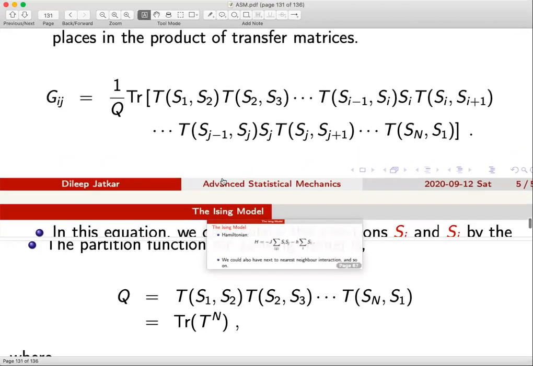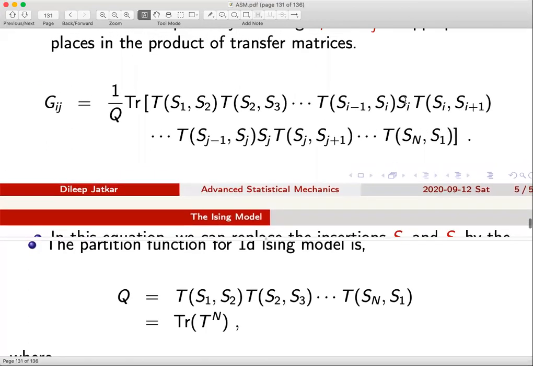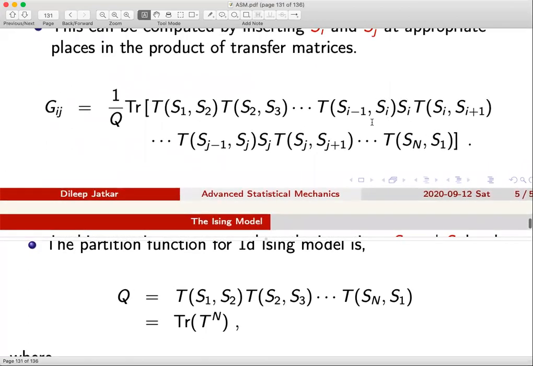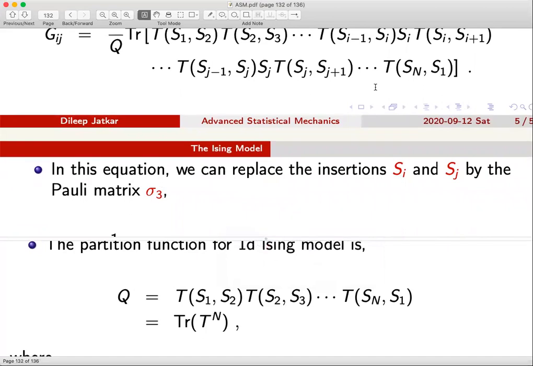Fine. So now remember, this is the original form of the transfer matrix. We haven't done anything there. The spin that you introduce here can take two values, either up or down, plus one or minus one. That is how the Ising spin is defined. So what we can do is replace the spin at site i by the Pauli matrix sigma 3, because sigma 3 has exactly the same eigenvalues, 1 and minus 1, diagonally. Is it fine?